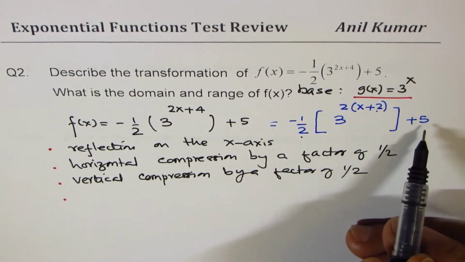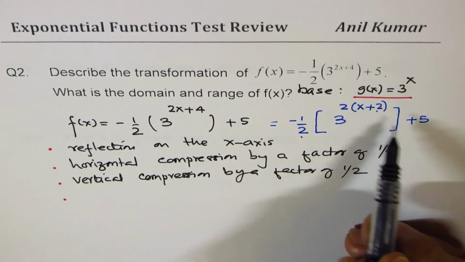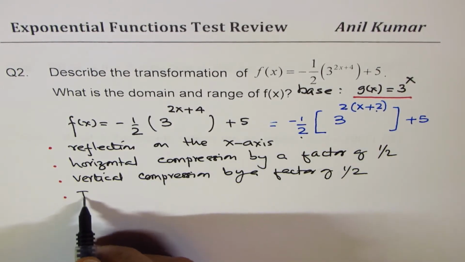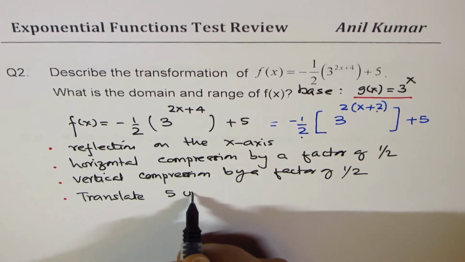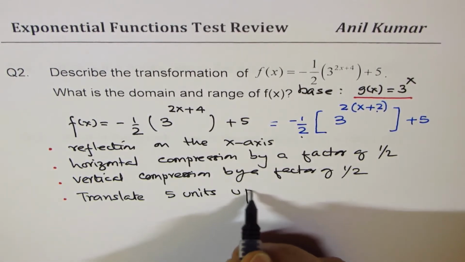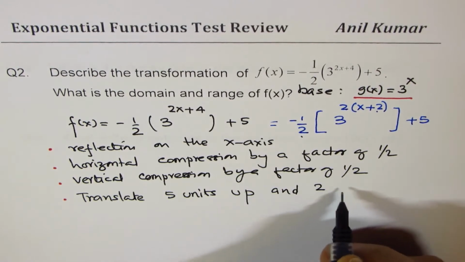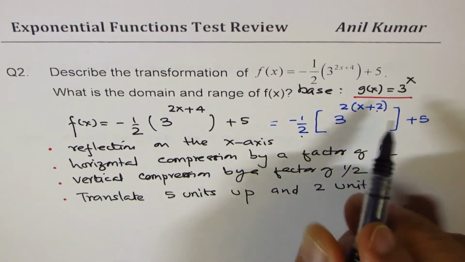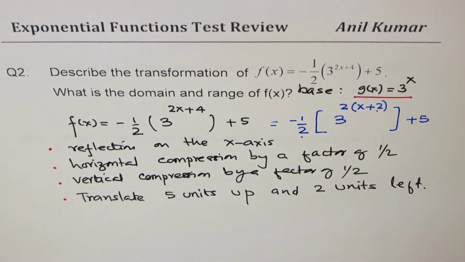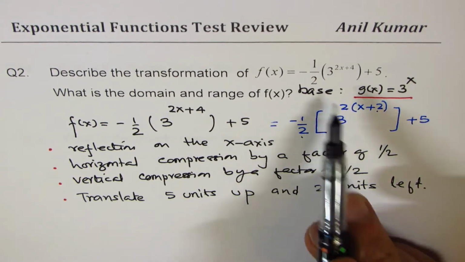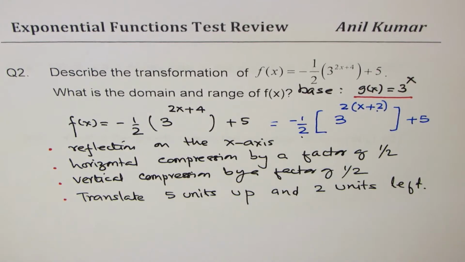Now we can write translations. You can combine both the translations together. So you can say translate 5 units up and 2 units left. Perfect. So that is how you are going to describe this particular transformation. Now what I would like you to do is sketch this graph, right? So let that be an exercise as question number 2b.